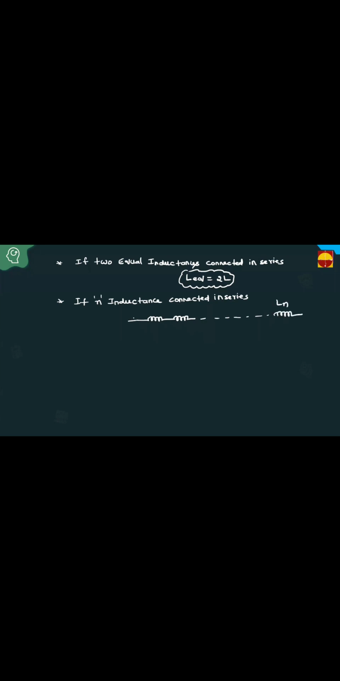Whatever the number of inductances you connect in series, the current remains constant, but the voltage only divides. The concept of series connection of inductances is similar to resistors. Then what is L equivalent? L1 plus L2 plus, and so on, plus Ln. Directly add the inductances.